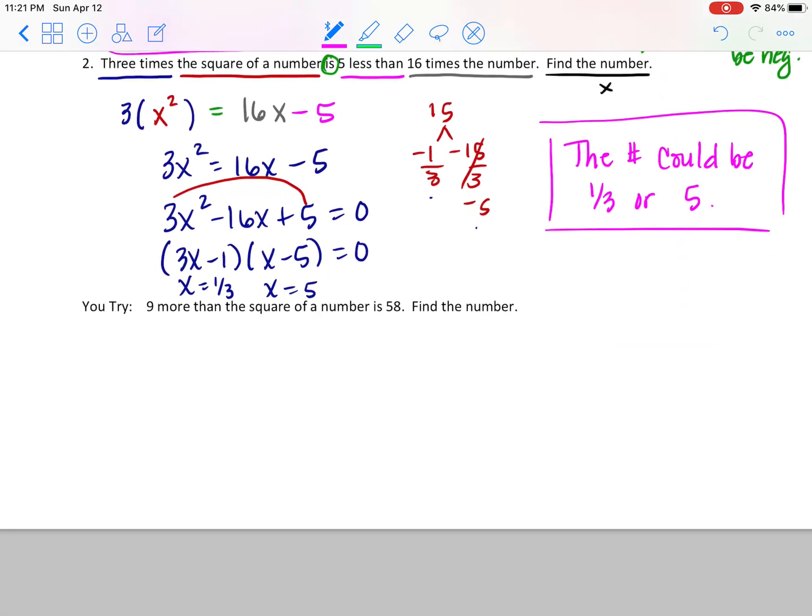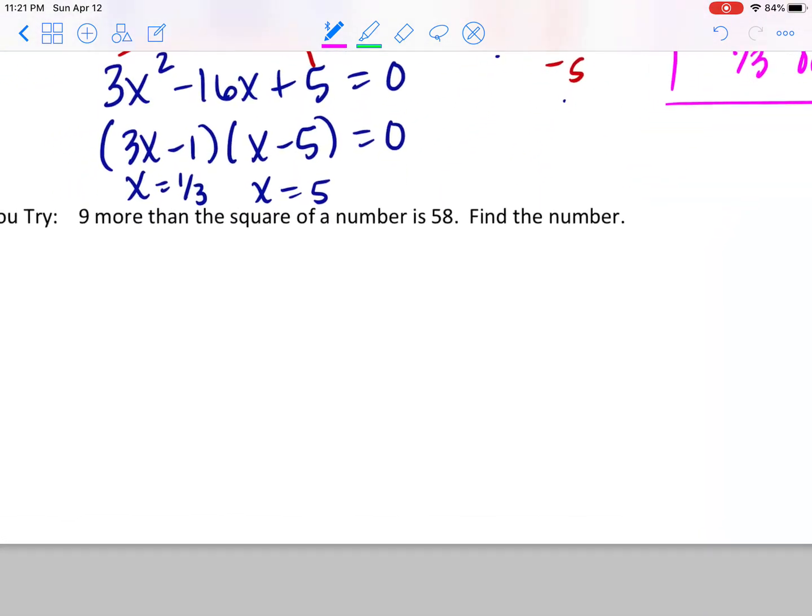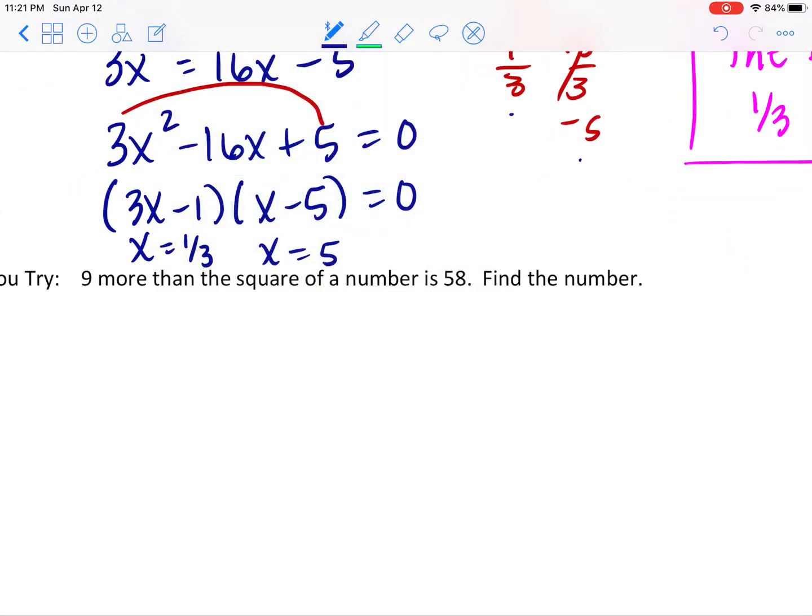Okay? So I have a translate one here for you to try. Feel free to pause and give it a shot. Otherwise, let's see. 9 more than the square of a number is 58. We're going to find the number. Again, I'm going to call that number x, although if you like another variable, knock yourself out.